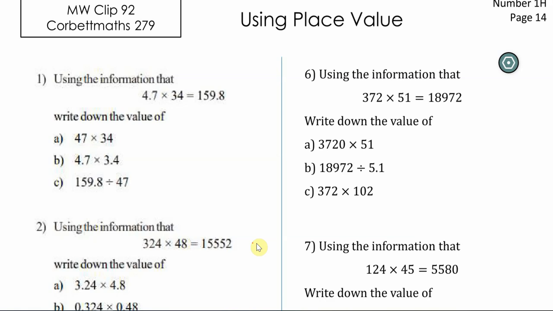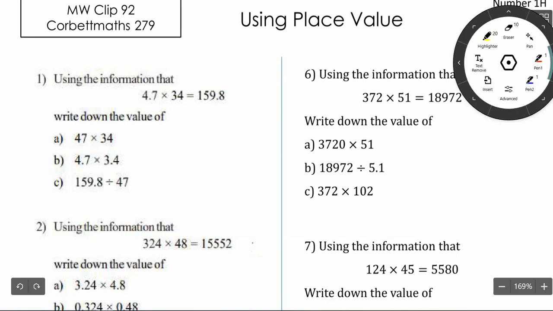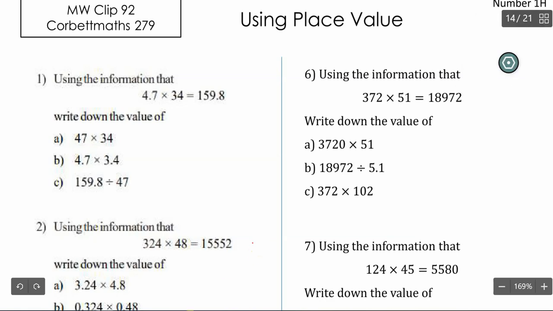Okay, quite a tricky page, this page 14. We're being asked to solve tricky questions using given information. So first things first, what they don't want us to do here is just work this out, even though really we should be able to, but there's a quicker way because they've given us a related calculation. Now if you look closely at these calculations, you can see the similarities. 4.7 and 47, they have the same digits. So we're going to have the same digits as 159.8 in our answer. The decimal point will just be in a different place.